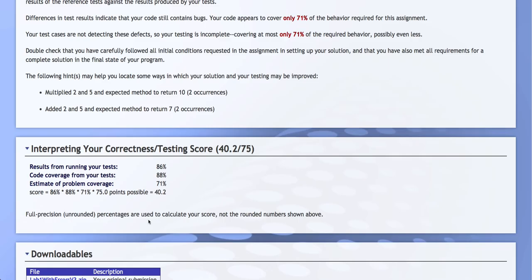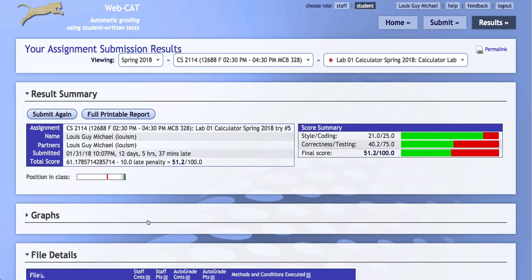So that's a little bit of an overview of the WebCat score. I hope everyone found it a little bit helpful.